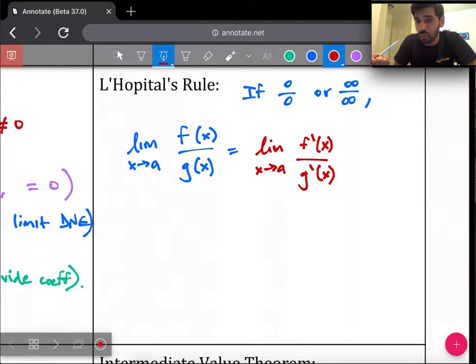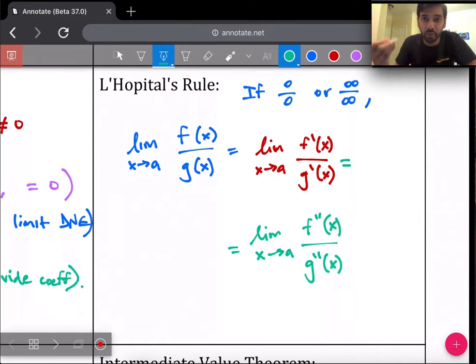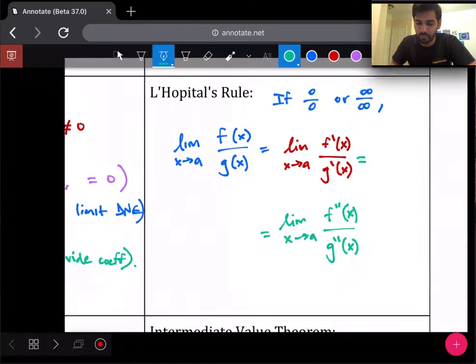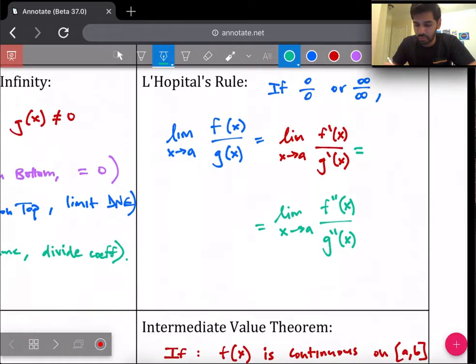Now let's say that you again get 0 over 0 or infinity over infinity, then you can continue to reapply L'Hopital's rule until you get a value for your answer. So I can continue this one more time, and I can say this is equal to the limit as x approaches a of f double prime of x over g double prime of x. You can keep going with the next derivatives. You can even go to the third derivative, fourth derivative if necessary. So just keep reapplying it until you get a finite value. That's L'Hopital's rule. I'll put this note so you know you can continue L'Hopital's rule.